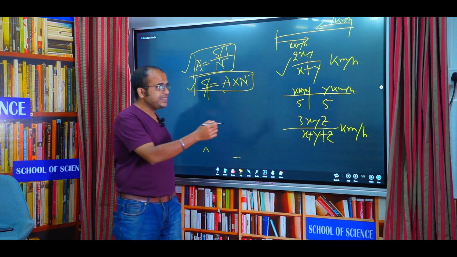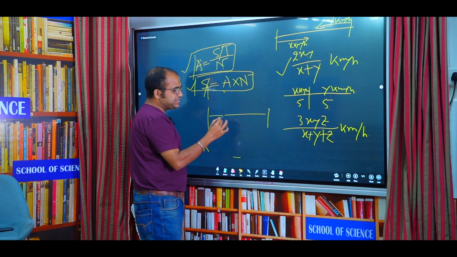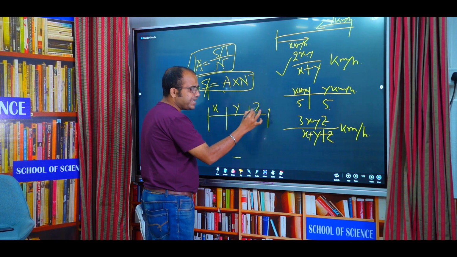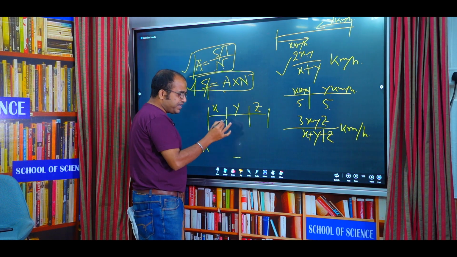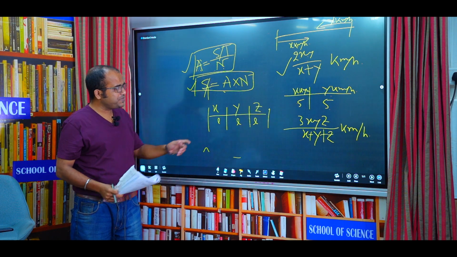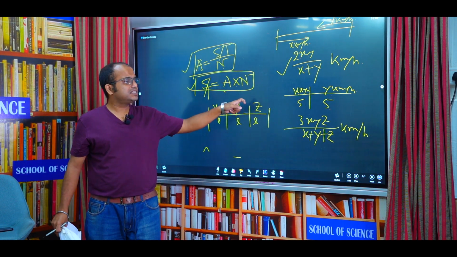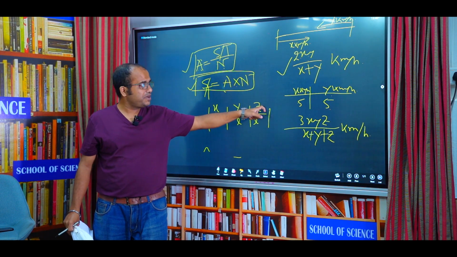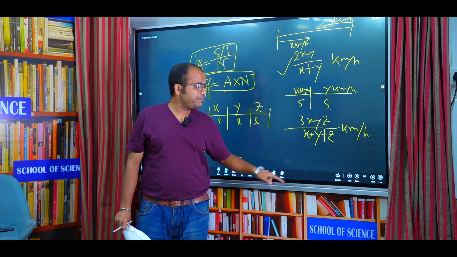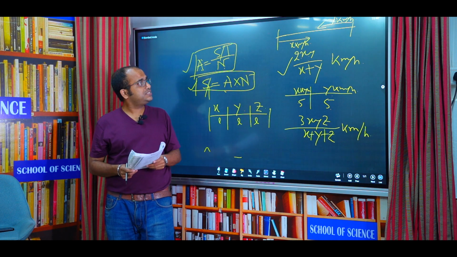That means in that case the 2 becomes 3. If there are 3 parts, same concept: the first part is at speed x, the second part at y, the third part at z, and the distance should be the same for each. So the first part speed is x km per hour, the second part y km per hour, the third part z km per hour. In that case the average speed will be 3xyz divided by x plus y plus z km per hour. This is the basic thing.